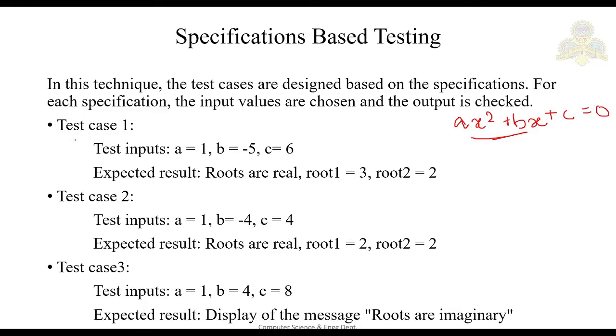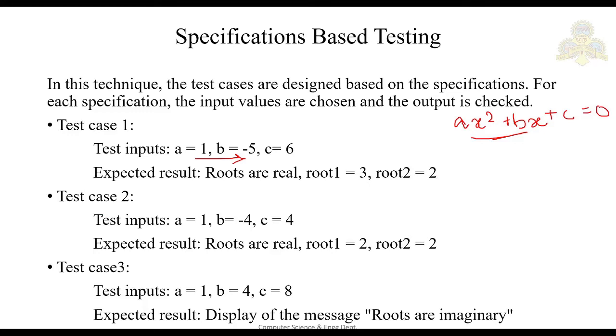Say suppose you have written a test case wherein the test inputs are a is 1, b is -5 and c is 6. The expected result, whenever you put these values into this equation, is that the roots would be real, root 1 would be 3 and root 2 would be 2. You have to consider a few more test cases wherein it displays roots are real, and a few test cases wherein the roots are imaginary, right?